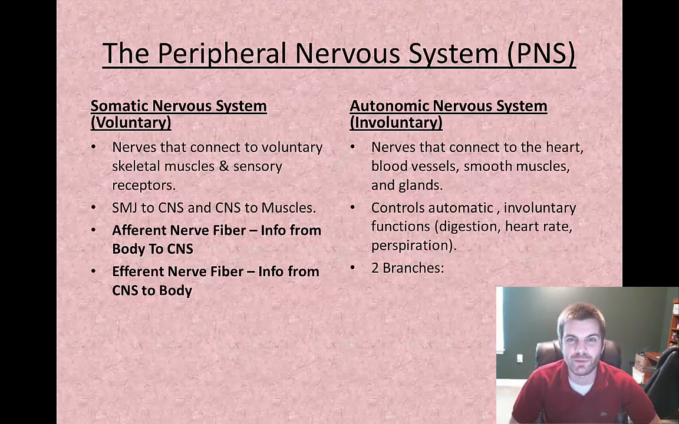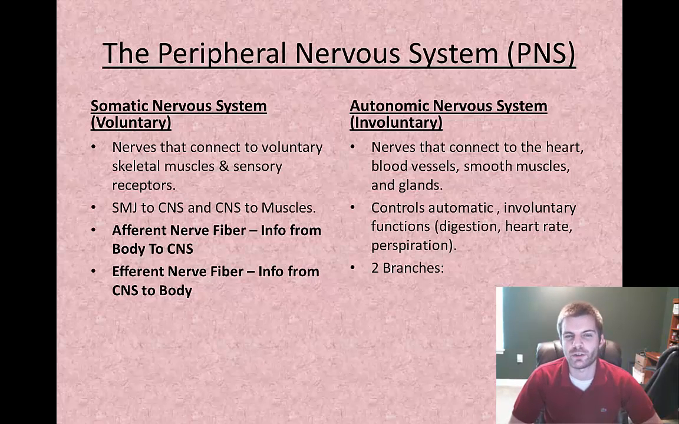Now, this is obviously going to all happen very quickly because you don't really think about information traveling different nerve fibers to figure out what you need to do or to react to something. But it does happen on a really fast scale, and ultimately this is what's going to happen when your body and brain are communicating messages.